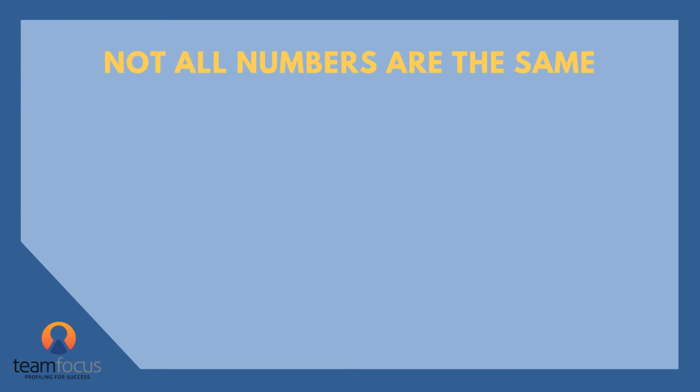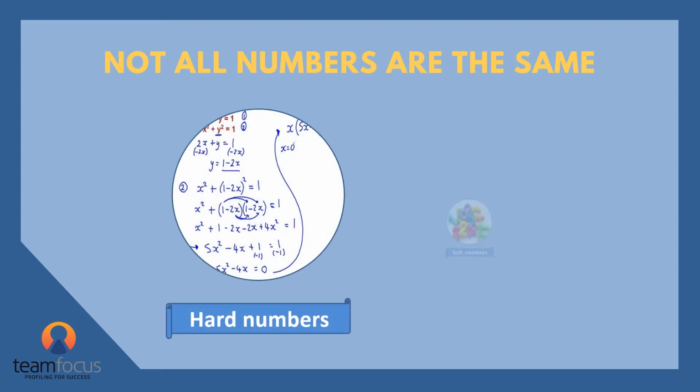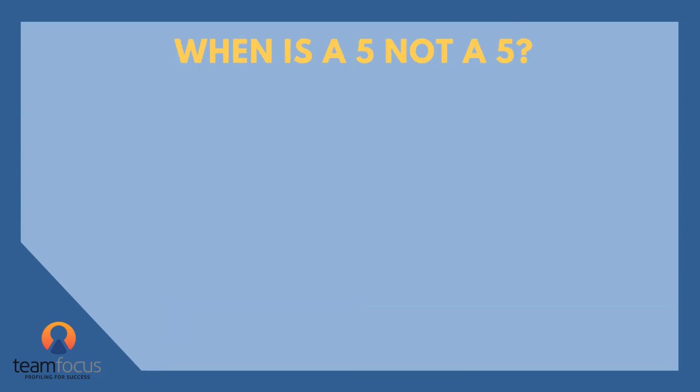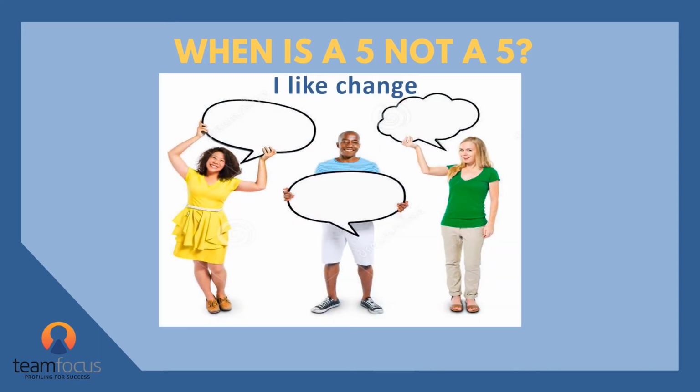In my talk, From Shakespeare to Gogglebox, I explained how not all numbers can be treated the same, and I introduced the idea of hard numbers and soft numbers. Let me give you a shortened illustration of what I mean. We need to recognize different people give the same rating, let's say a 5, and that does not always mean the same thing. So if you consider these three people, all rating I like change as a 5, one means this, another means that, and a third means this.